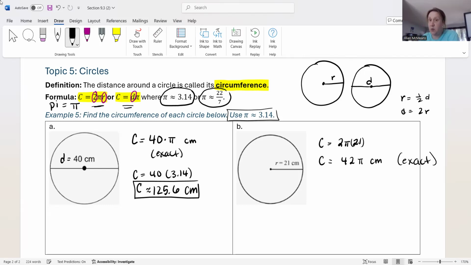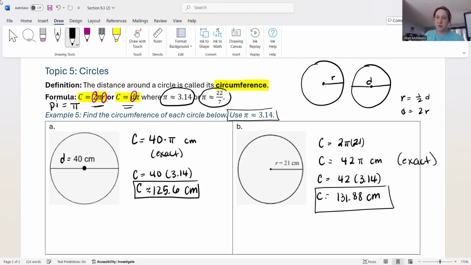If directions ever said, hey, what's the exact circumference of this circle? I would have to say 42 pi because pi goes on forever and ever. There's no way for us to get an exact value unless we use the symbol for pi. But we want to approximate it because the directions very clearly said use 3.14 for pi. So this is 42 times 3.14. Just type that into a calculator. So 42 times 3.14, I get 131.88 centimeters.